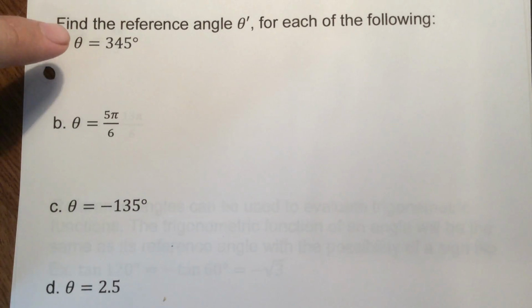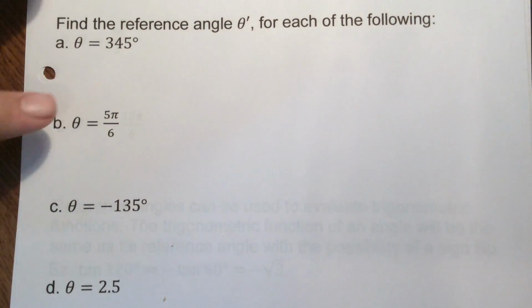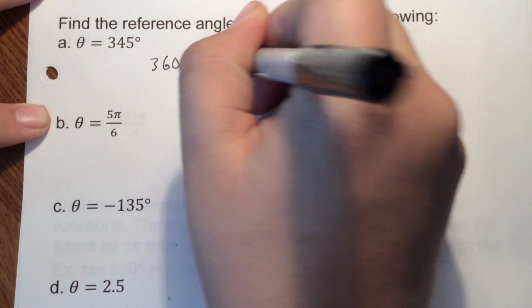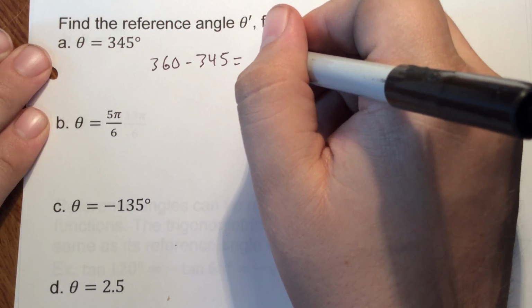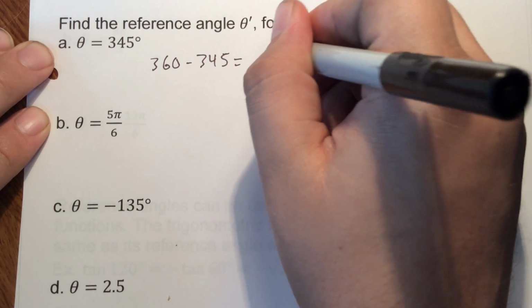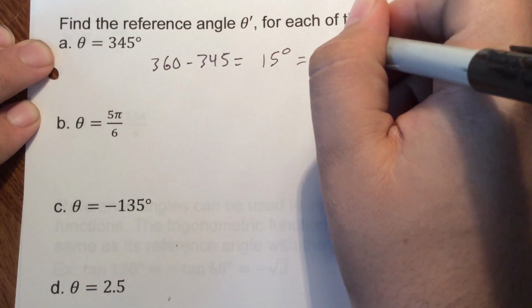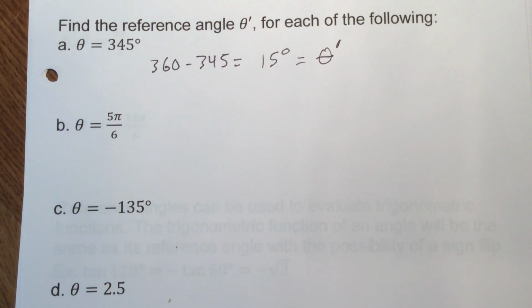So 345, that's going to be in quadrant 4. So we're going to do 360 minus 345, and we would get a 15-degree angle. So that would be our reference angle, which they write as theta with a little apostrophe, so you know it's a reference angle and not the actual angle.